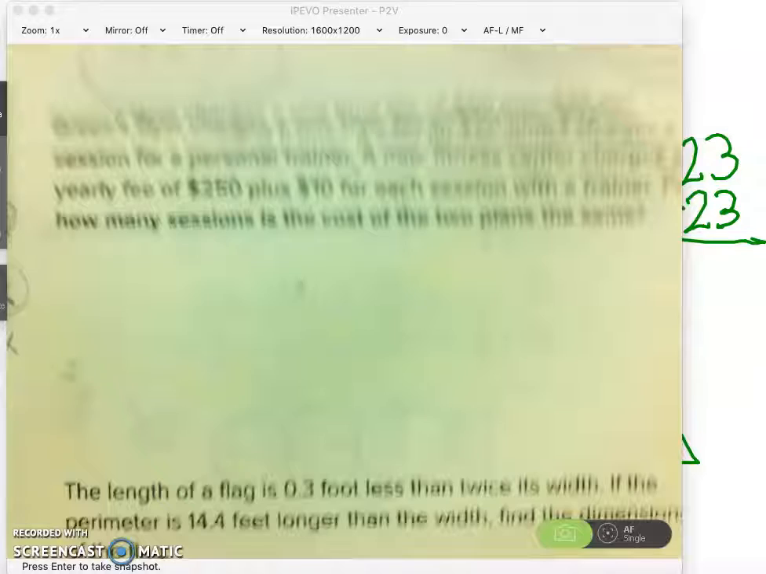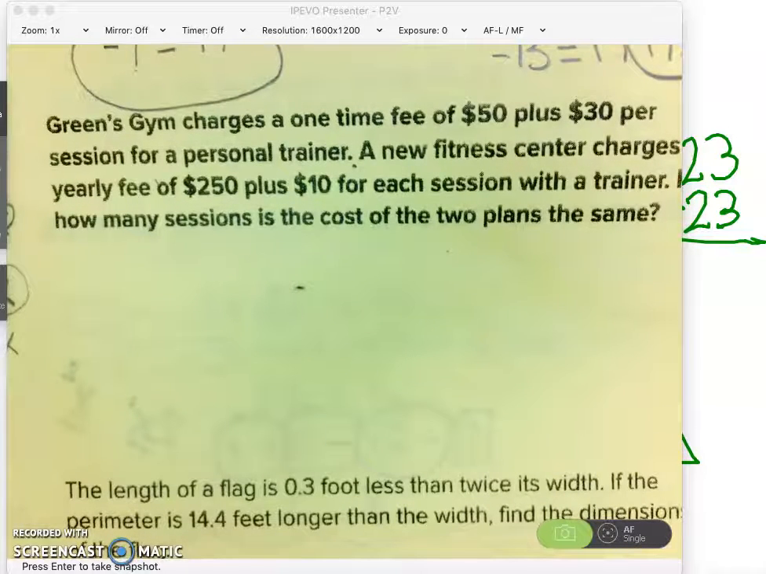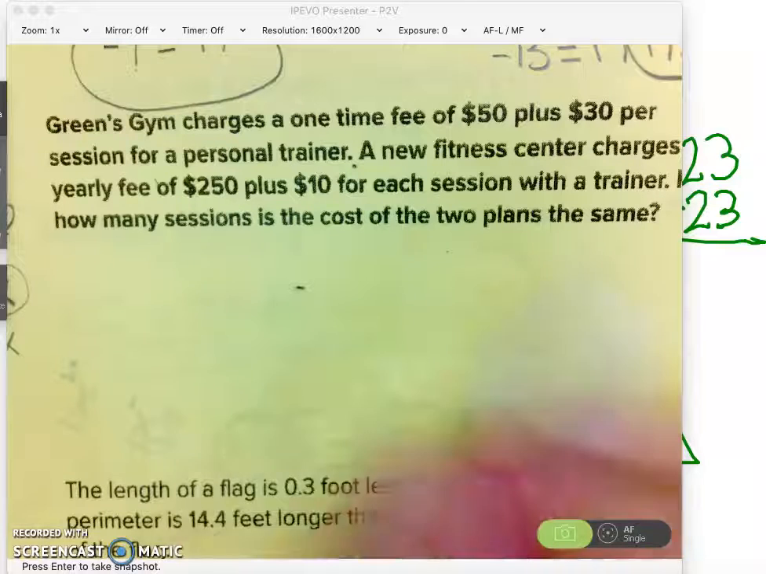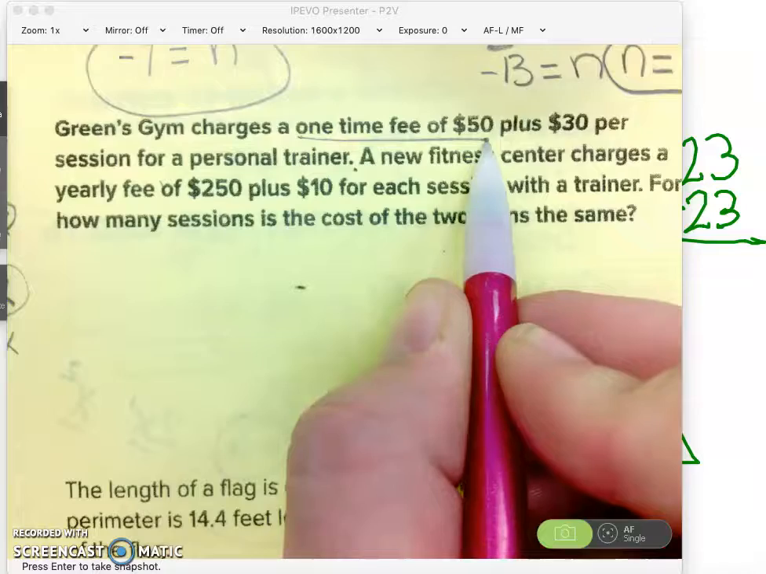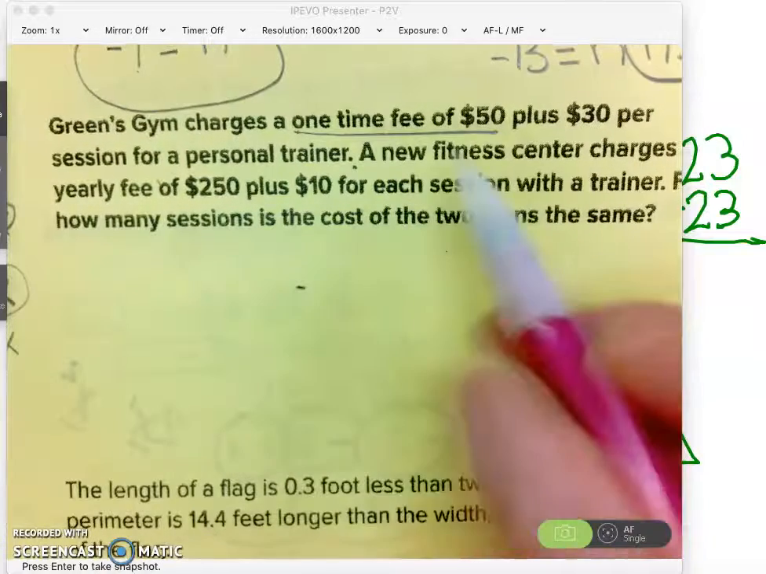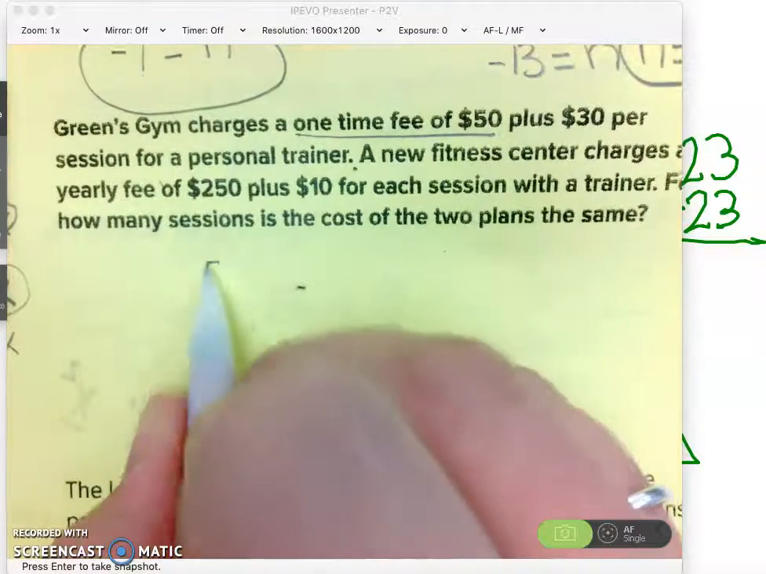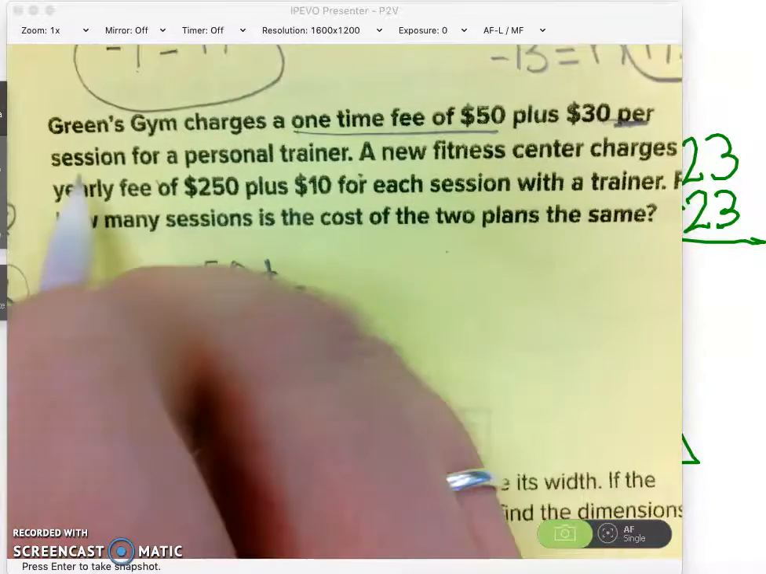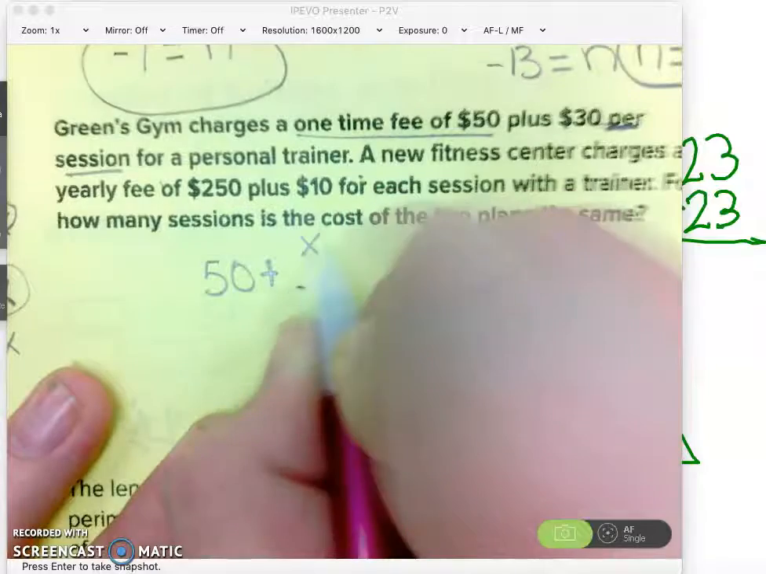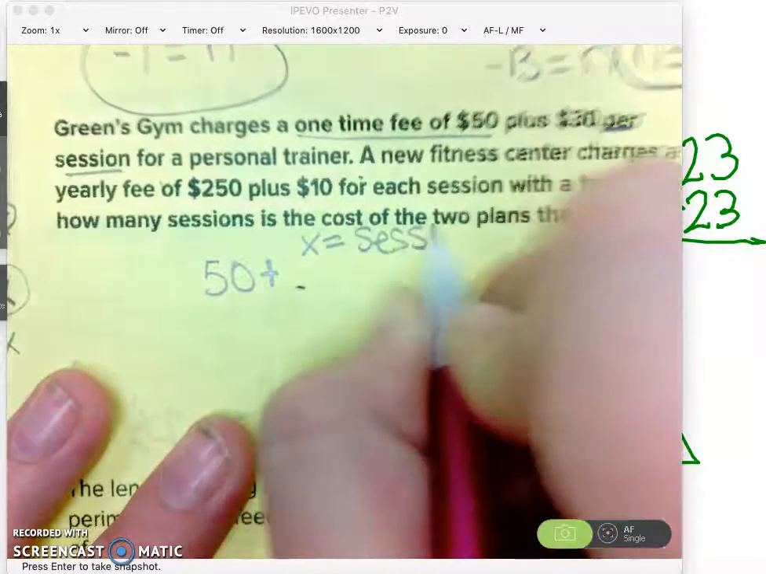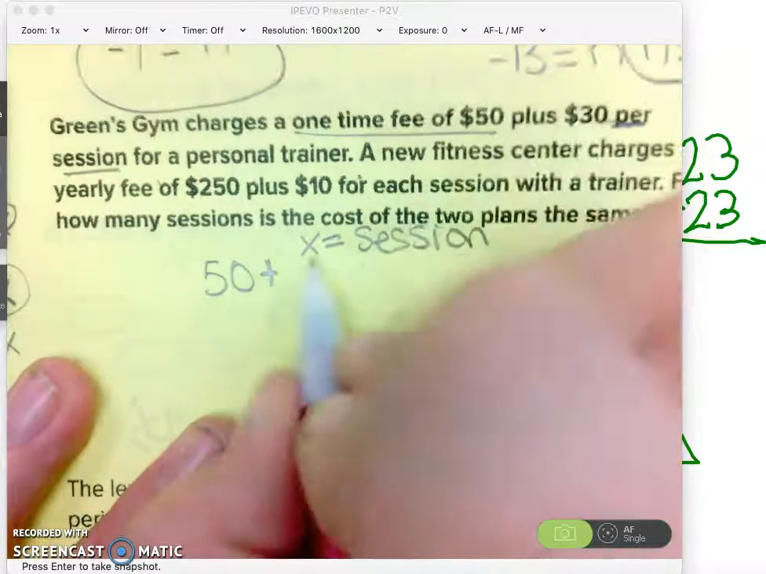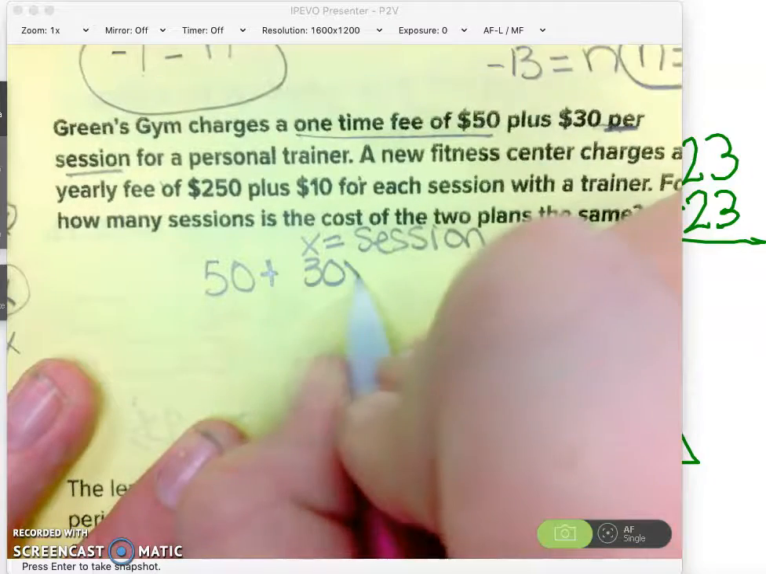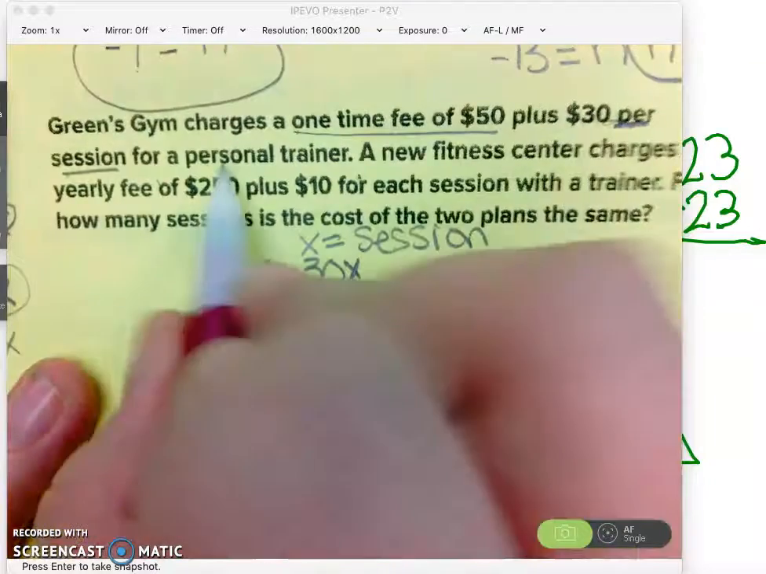Okay, so now we have about 7 minutes left, or 8 minutes left to do word problems. So, Green's Gym charges a one-time fee. So if we ever see one-time fee, that's going to be a constant. One-time fee of $50 plus $30 per, when you see that, per session. So we're going to use X for the number of sessions. You could use S, but I don't like using S. So 30 times the number of sessions, so I'm going to multiply, for a personal trainer.